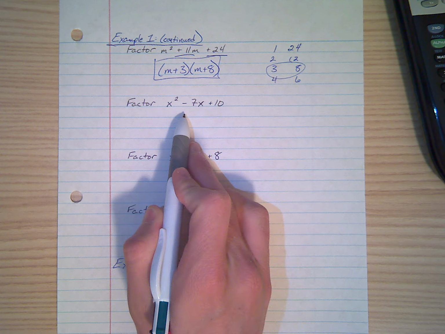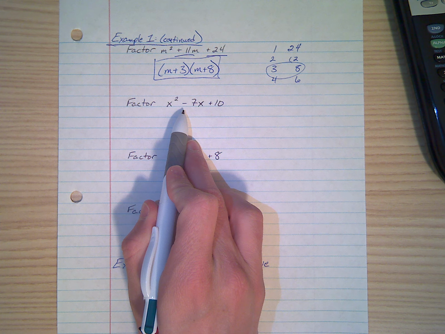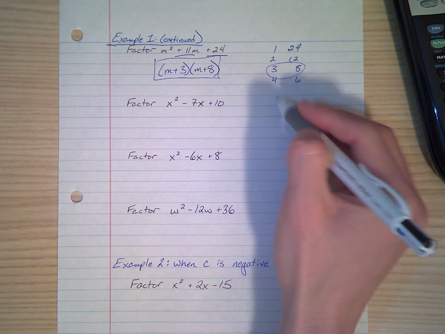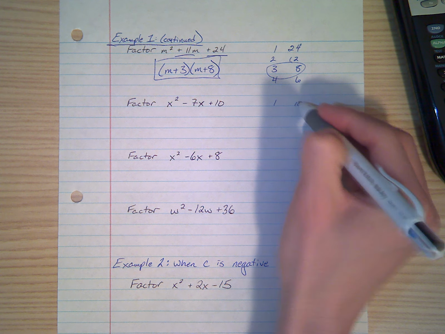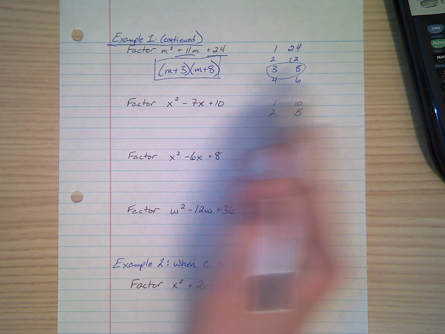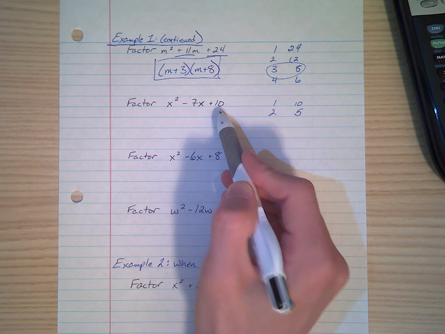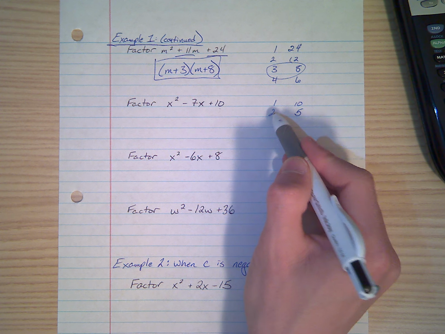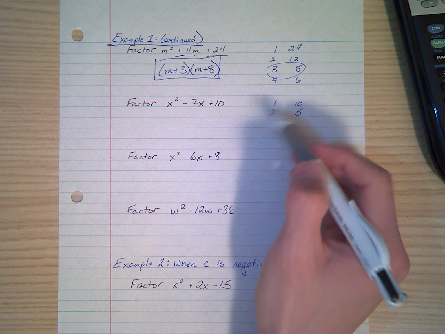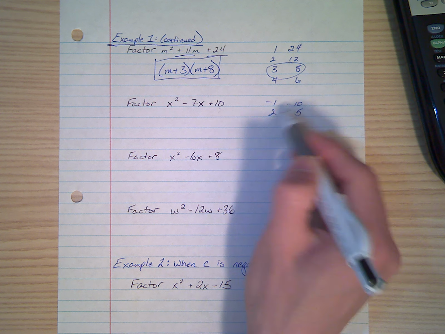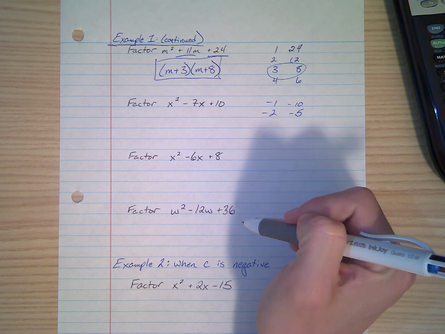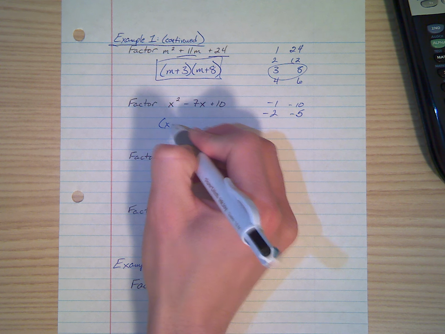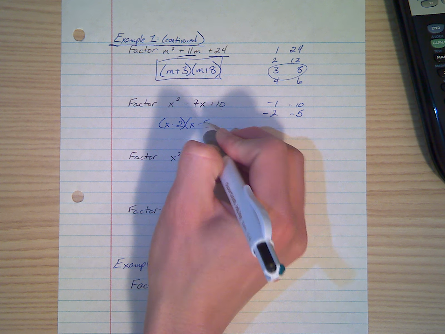Okay, this next one, you have a minus 7 in the middle, but that doesn't matter because the last term is still positive. So you still consider the factors of 10, 1 and 10, or 2 and 5. Now, because the last term is positive, these signs have to be the same. Because the middle term is negative, they both have to be negative. So which one makes negative 7? Well, obviously negative 2 and negative 5.